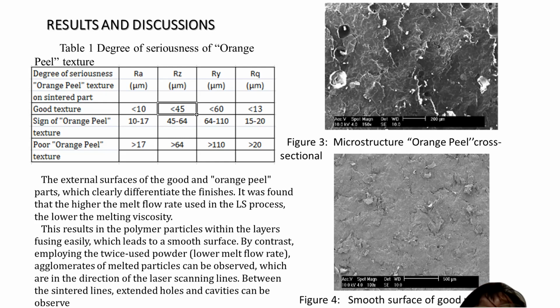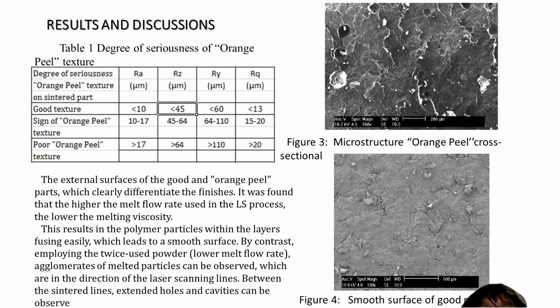By contrast, when employing the twice-used powder with a lower melt flow rate, agglomerates of melted particles can be observed in the direction of the laser scanning lines. Between the sintered lines, extended holes and cavities can be observed. The external microstructure of the benchmark on the XY plane can be seen, as shown below. These results suggest that the use of refresh powder results in the formation of microstructures with a highly dense morphology.